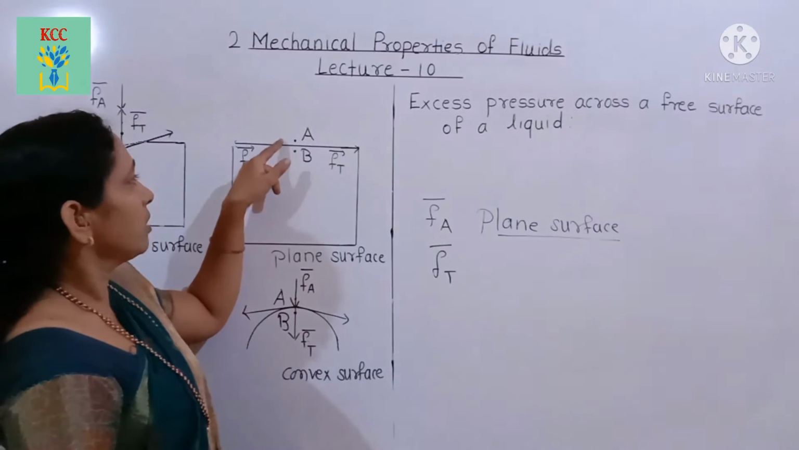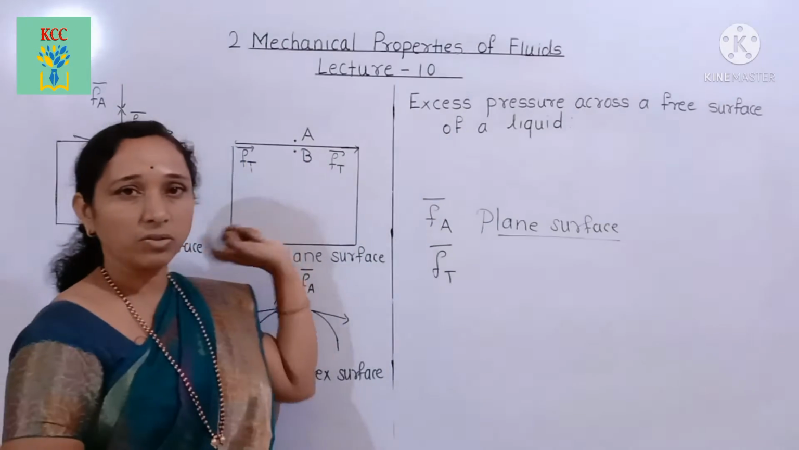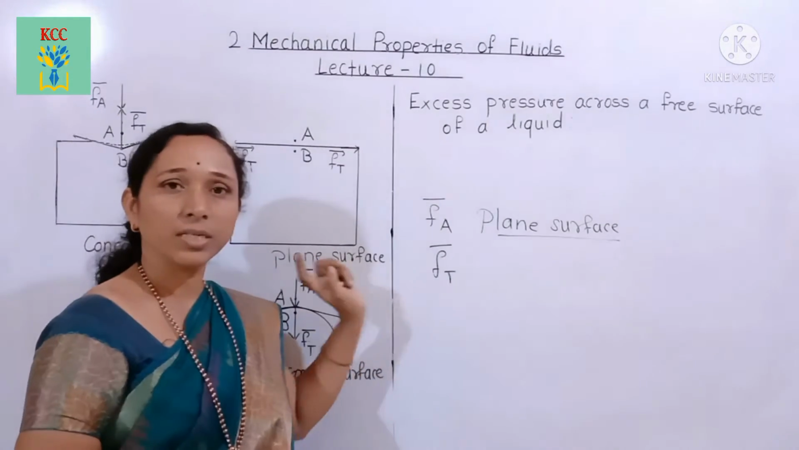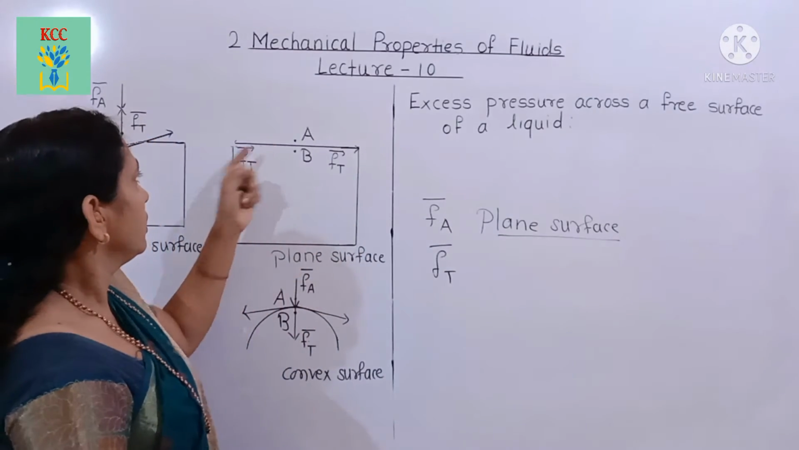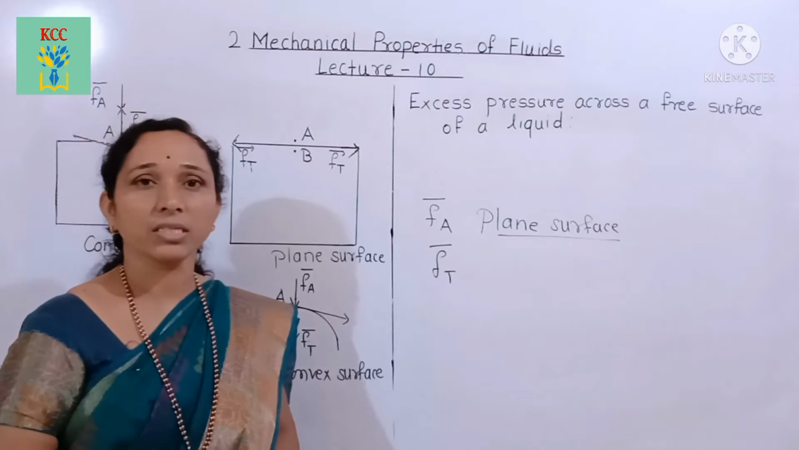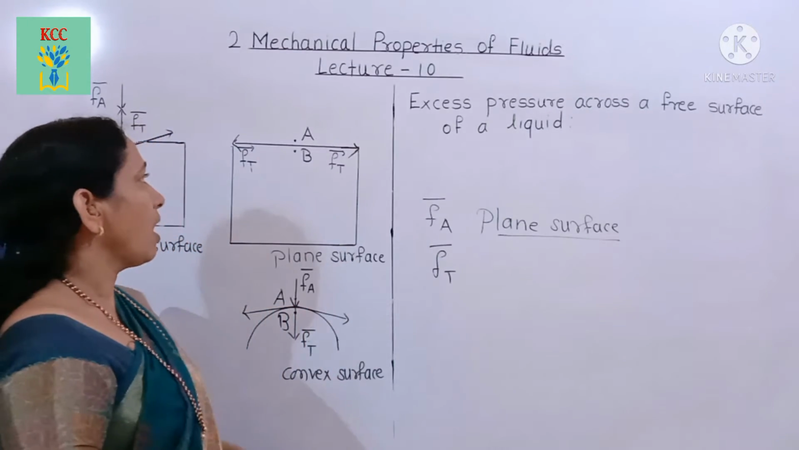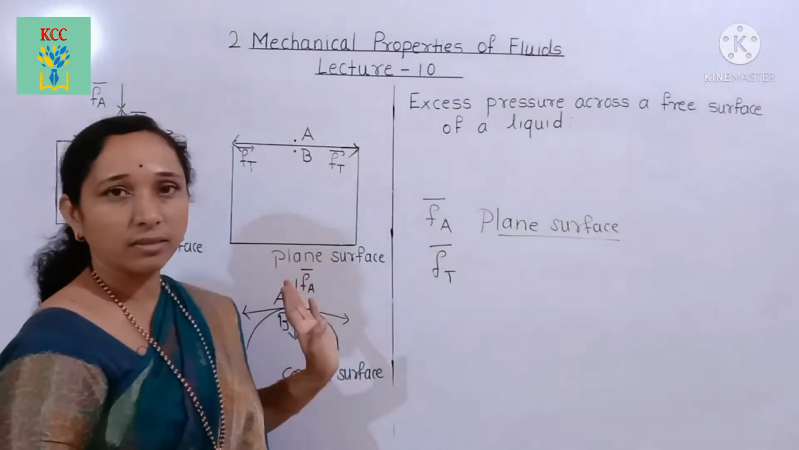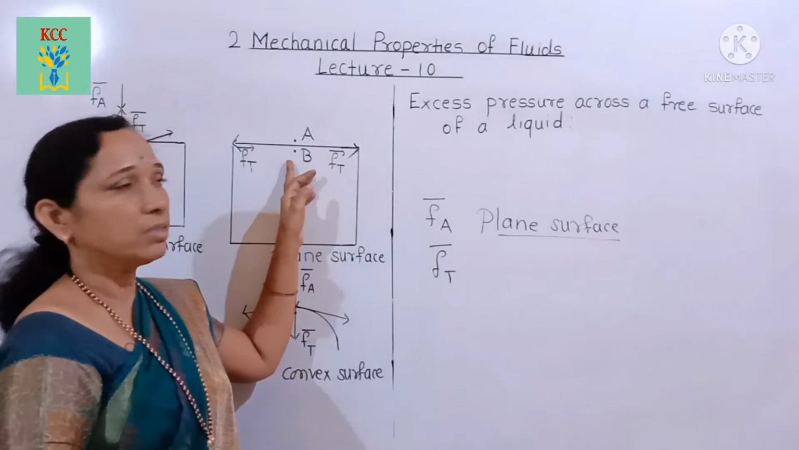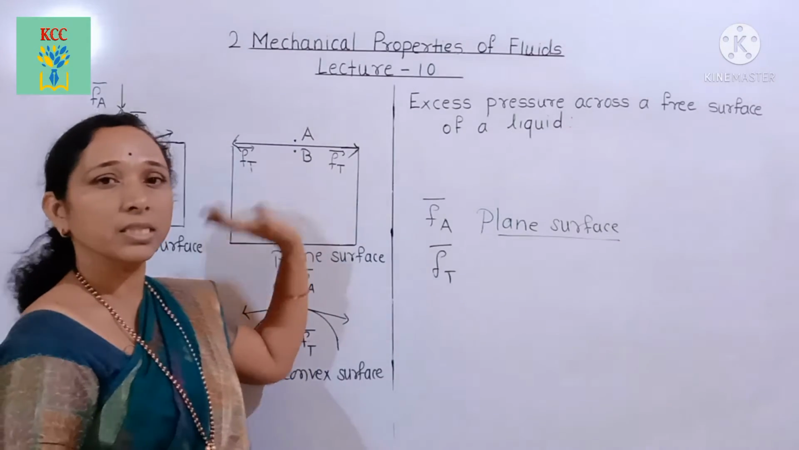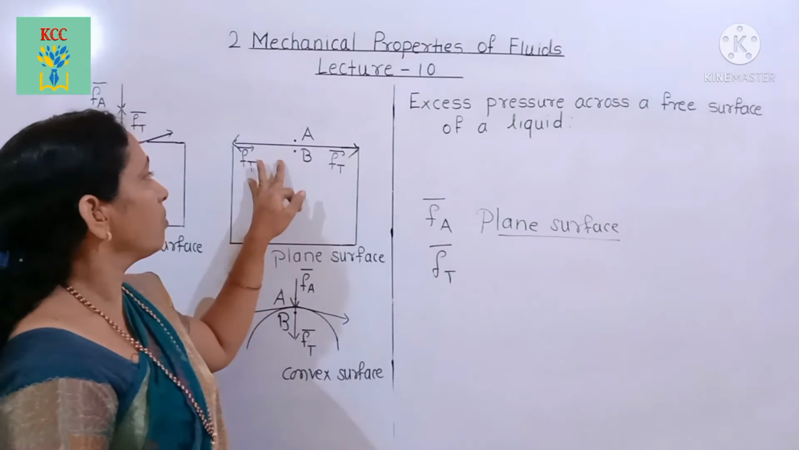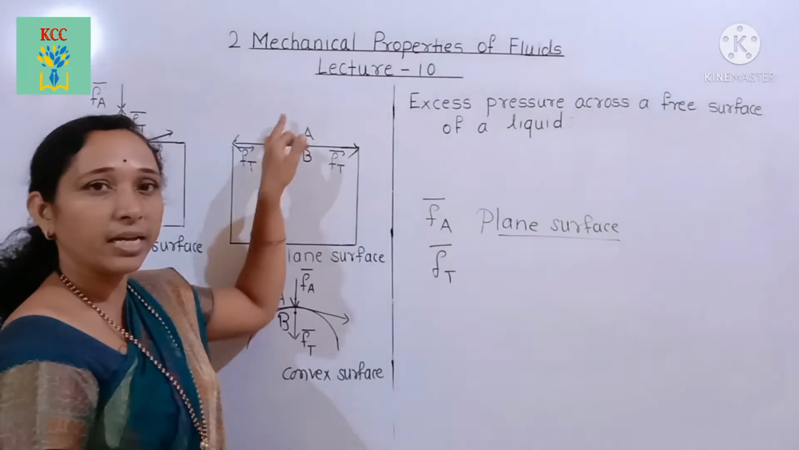Plane surface. This is a molecule A and this is a molecule B. The resultant force, that is the Ft bar, due to the surface tension, is directed in this direction. They are tangential to the surface at rest, and they are opposite in direction and equal. Therefore, the resultant force at B is 0, and therefore the pressure at A and B is the same.